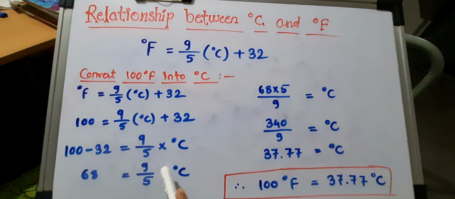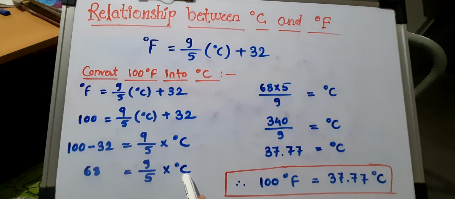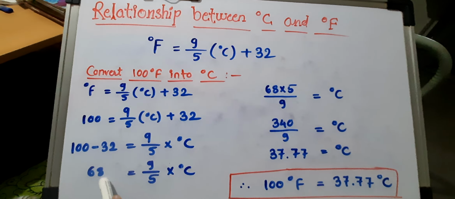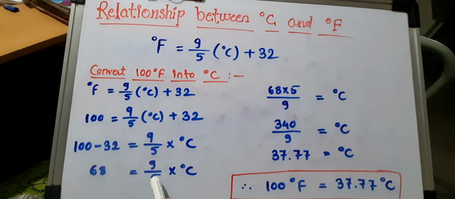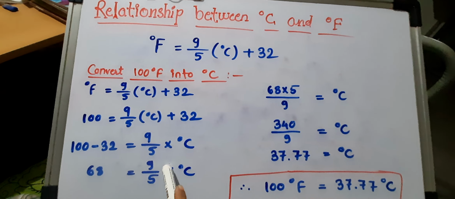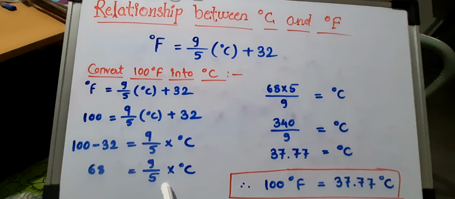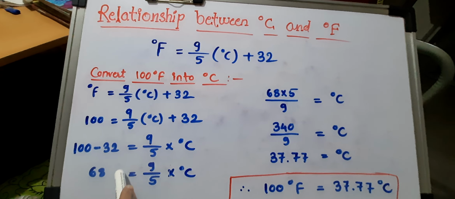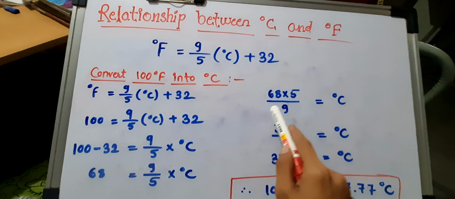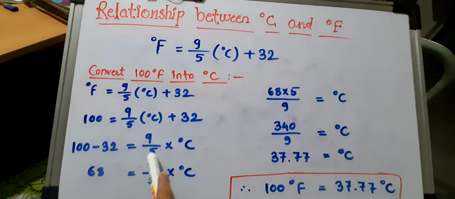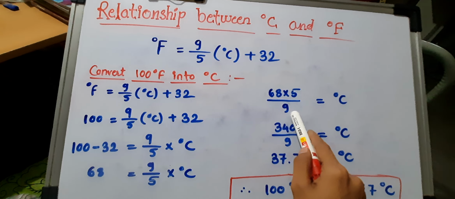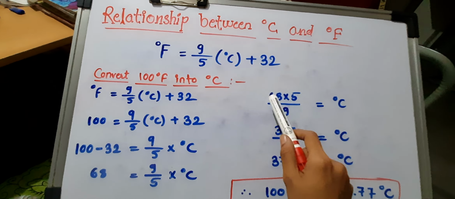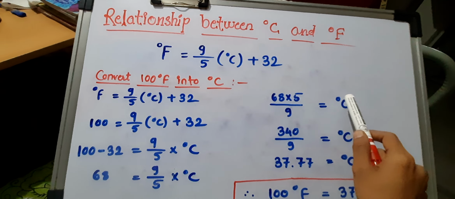Now because I need to calculate this degree Celsius value, I have to send these values towards this side. The next step is, this 5 which is at the denominator, when it goes on this side it will become multiplication. So 68 into 5, and this 9 value will come to the denominator. So 68 into 5 divided by 9 is equal to degree Celsius.